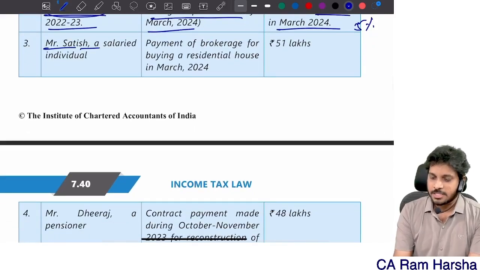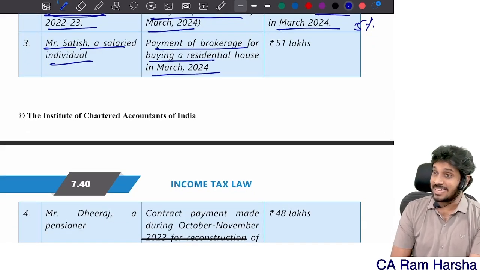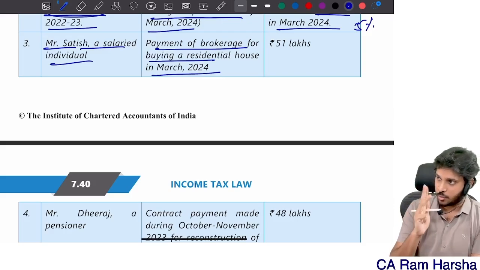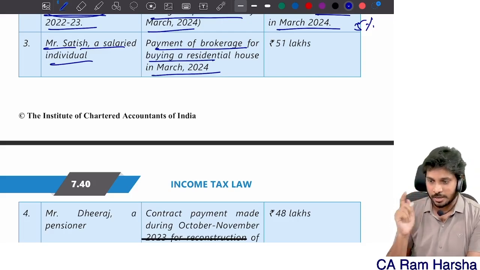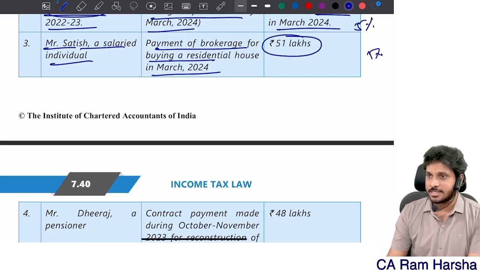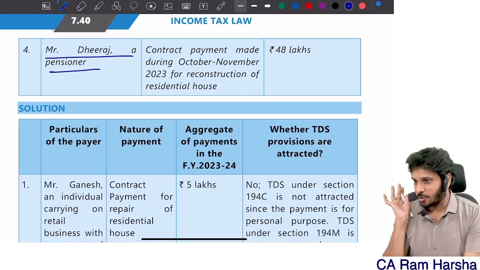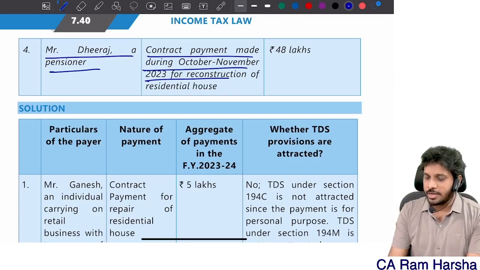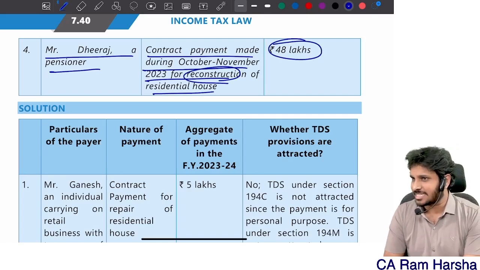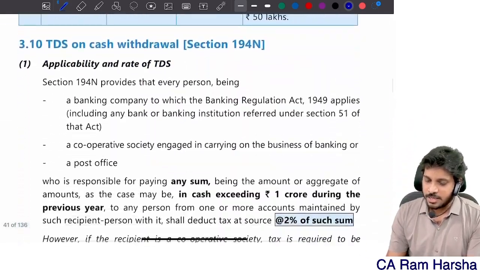Next, Mr. Satish, a salaried individual. What is he doing? He is paying brokerage for buying residential house. Brokerage is covered, professional fee is covered, contract fee. Only these three are covered under 194M. How much amount is paid? 50 lakhs crossed. So therefore 5% TDS applicable under 194M. Dheeraj, a pensioner, means salaried employee. Contract payment made during October to November for reconstruction, but amount paid is not exceeding 50 lakh, therefore no TDS. That's it. Next. Easy.